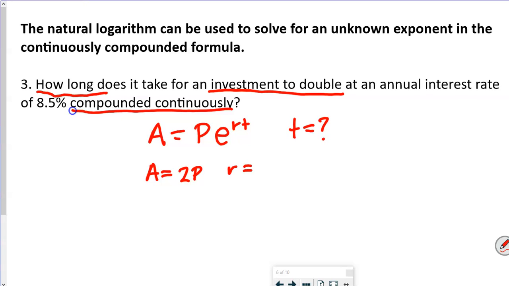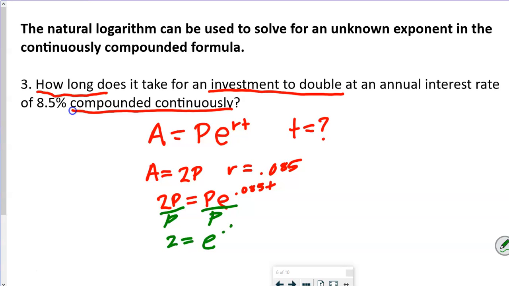And then our R is going to be equal to 0.085. Okay, so we're going to now put 2P over here, and that's equal to P times e to the 0.085 T. So hopefully you can see that there's a P on either side of the equal sign, so we can divide that out. It's going to leave us with 2 is equal to e to the 0.085 T.